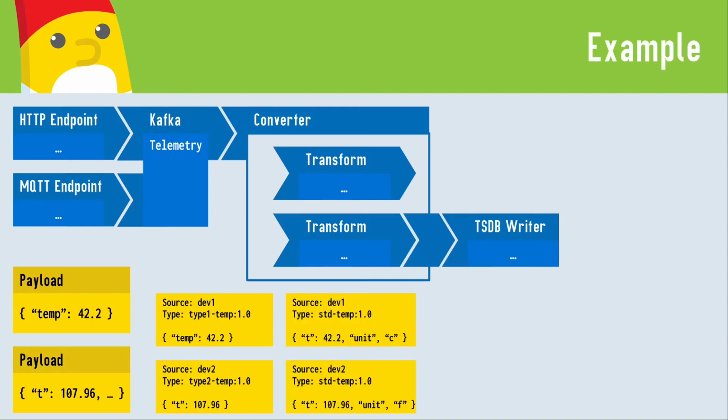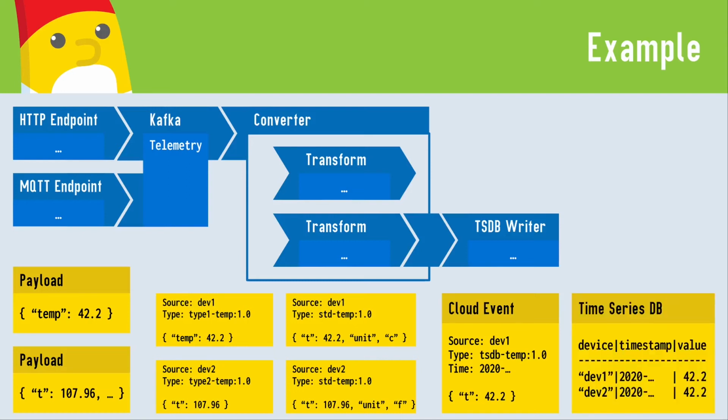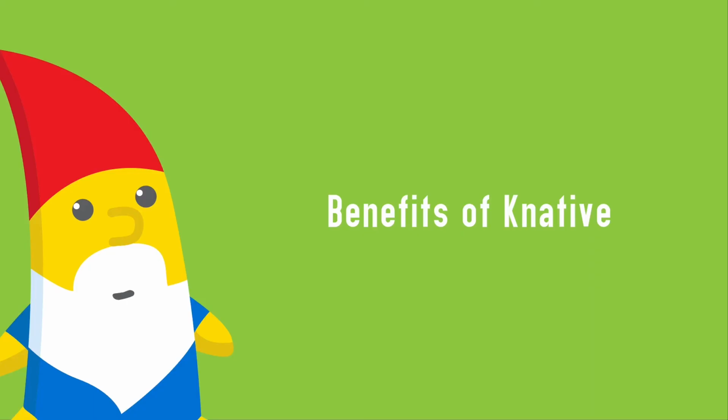The first step converts this into a standard temperature reading that we defined for our use case. And the second step converts this into a specific time series temperature event that our time series writer understands, so that the time series writer can focus on storing the data that it just received. Of course, there are many other ways to do this and to transform the data, but I hope you get the idea. Of course, you could implement the same architecture using other technologies as well. This isn't something new, but let's have a look at the benefits of Knative in this context.